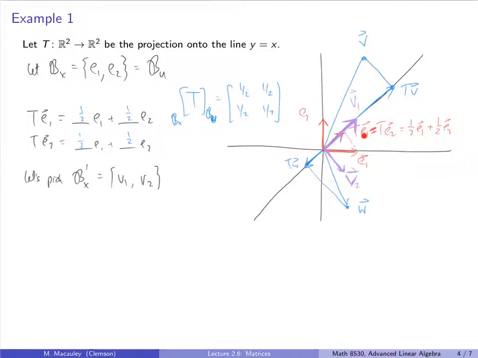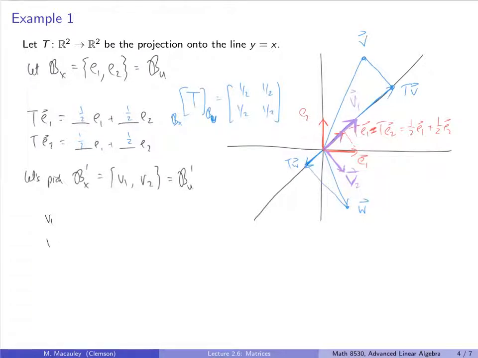You could write this in terms of E1 and E2. I don't think it's really that important. I think it should be clear from the picture. This is also going to be our output basis. So I'm putting the prime up here because it's not the basis of the dual space. It's a different basis of U. Okay, so we're going to pick this, and now look what happens.